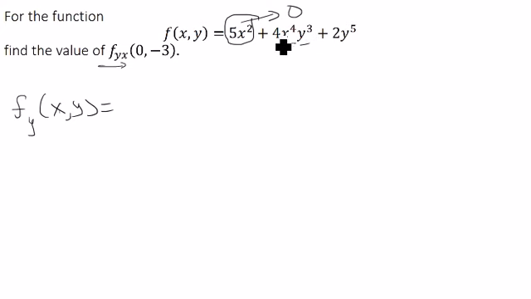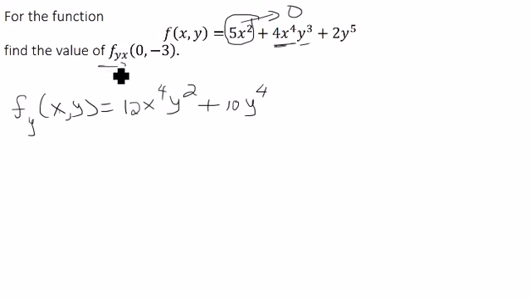3 times 4 is 12, so 12x to the 4 y squared, because y will lose 1 power, plus, and the third term in this case is 2 times 5, which is 10, y to the power 5 minus 1, which is 4. So that's the first order partial derivative with respect to y.